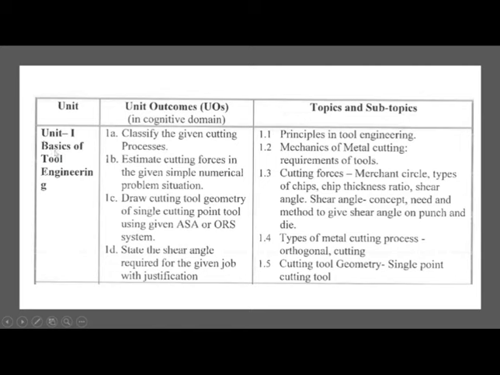In the first module, which is the basics of tool engineering, we are going to discuss these points. The first one is the principle of tool engineering, then mechanics of cutting, then cutting forces. Cutting forces will include the different forces acting on the tool while machining, which will be elaborated using the Merchant circle. You may calculate them with the help of the Merchant circle. Then types of metal cutting, orthogonal cutting and oblique cutting, will be included in this portion. And lastly, cutting tool geometry of the single point cutting tool.